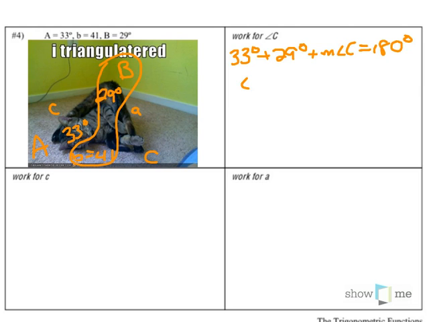29 and 33 is 62. If you subtract 62 from both sides, you get 118. So angle C is 118 degrees.